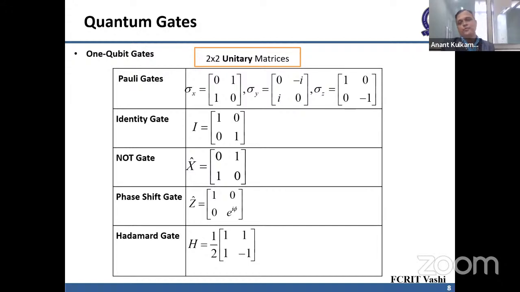Let us suppose that the state of a qubit is along the z-axis. If I want to change this axis of rotation, I will use the Hadamard gate and move it from around the z-axis to around the x-axis. The Hadamard gate's function is only to change the axis of rotation.